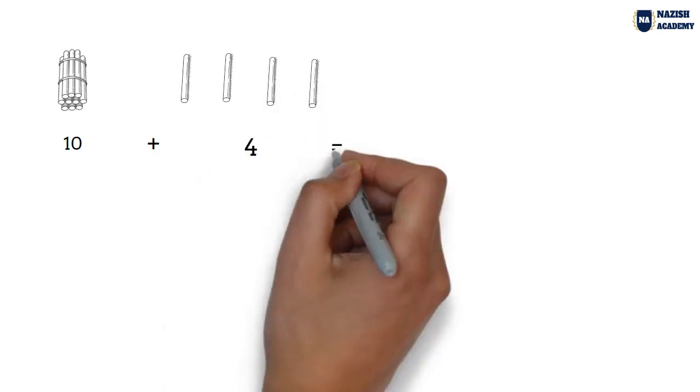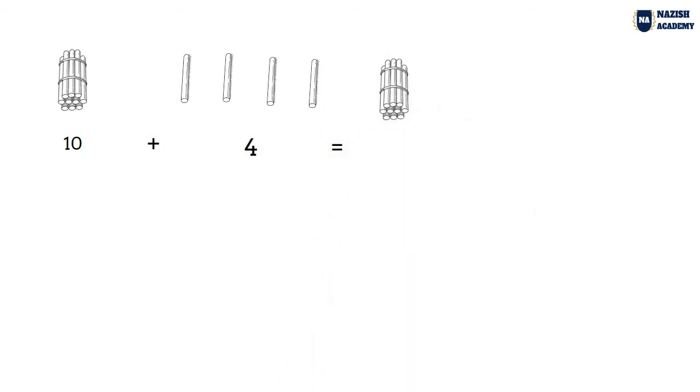10 sticks plus 1, 2, 3, 4. 4 more sticks is equal to 10 sticks and I added 1, 2, 3, 4. I added 4 sticks. It means 14 sticks.